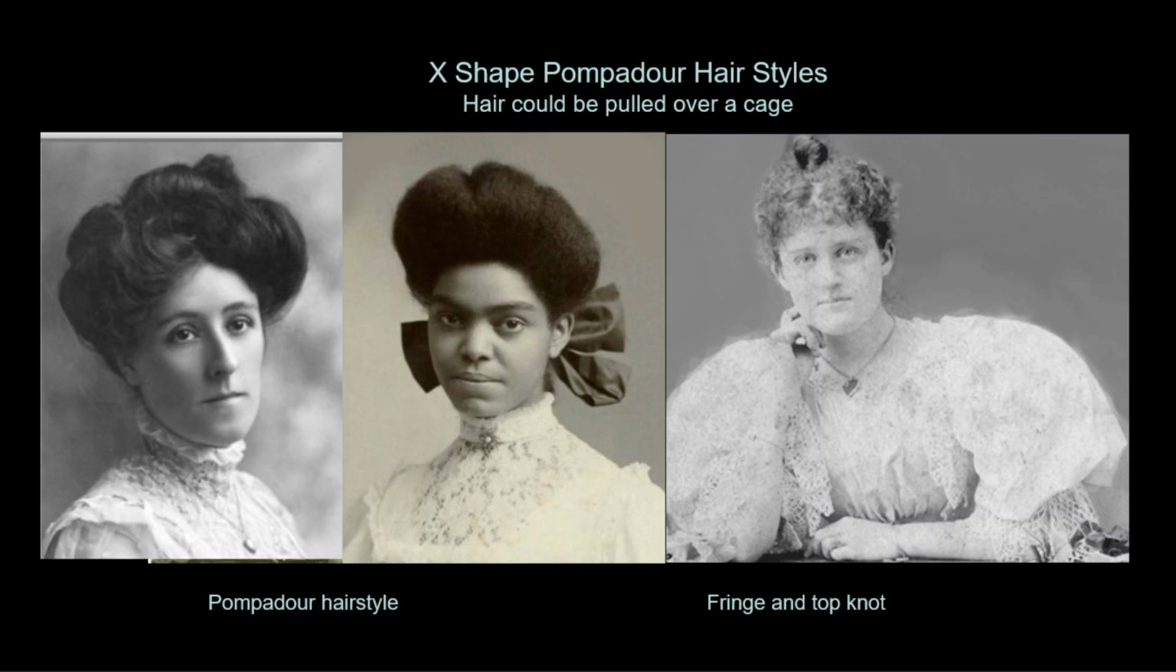Two hairstyles were very popular in this era, the pompadour as seen on the left. This hairstyle has a great deal of volume, and the hair could be piled over a form or cage to add that bulk. On the right, we see the top knot style, usually paired with hair cut short in the front to make a curled fringe on the forehead.